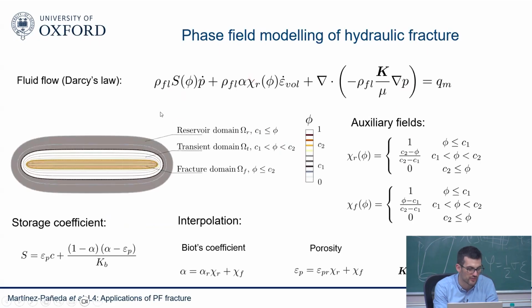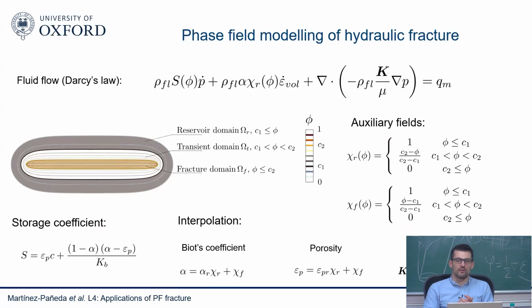But since you know the phase field, you can use this type of reservoir, transient, fracture domain decomposition approach, where you basically have this auxiliary field. So you have this variable that tells you, okay, based on the phase field, I'm in the reservoir domain, I'm in some sort of transient domain, or I'm inside of the fracture domain. And then you can define all those coefficients, so the storage coefficient, the Biot's coefficient, porosity, permeability tensor, as a function of those coefficients. So basically, you're using the phase field to interpolate.